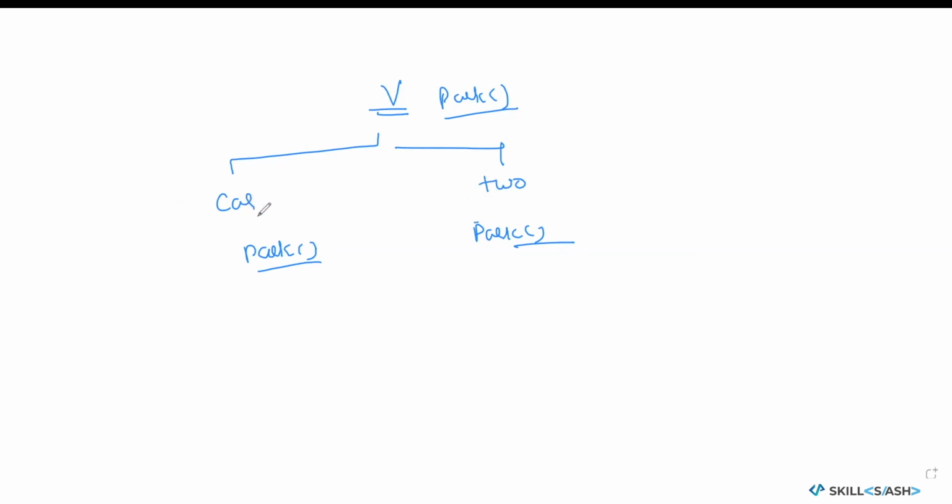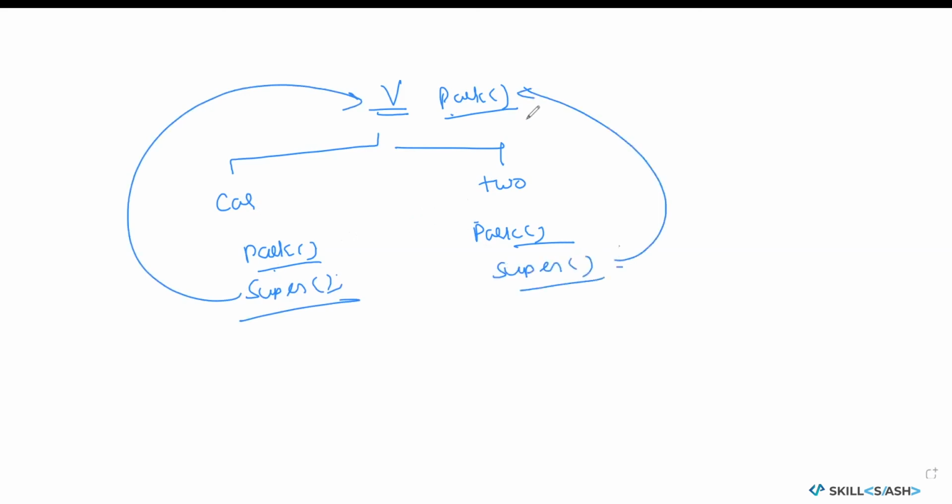They are created as classes which are extending vehicle. So from here, if you want to call this method, you can use super. Super means the superclass's method. Let's say in park you apply some business logic and then call super, it will call the super method. It is possible.